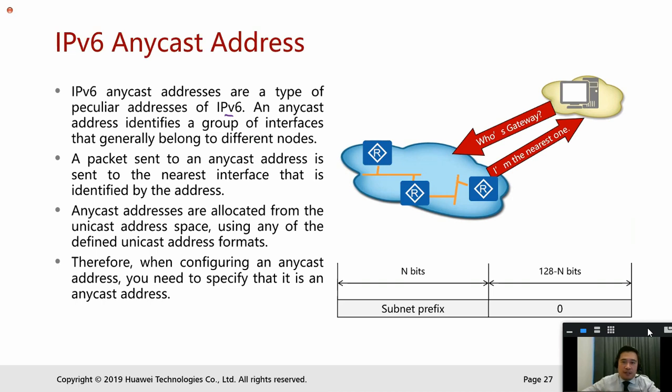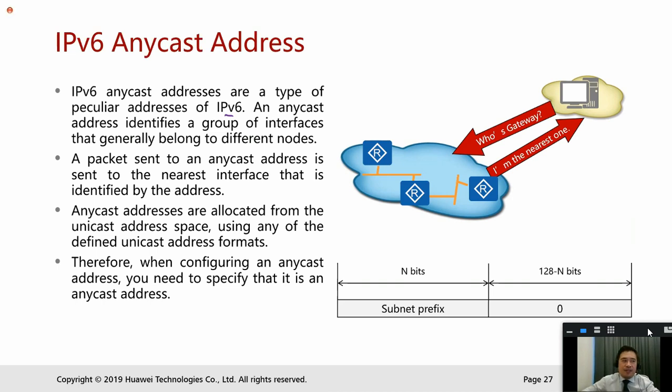The subnet prefix can be any. It's an n-bit prefix, so you can use any bits. It means that you can use any unicast address to become an anycast address. All right, that is the IPv6 anycast addresses. So far up to this point, for this address classification, any questions?